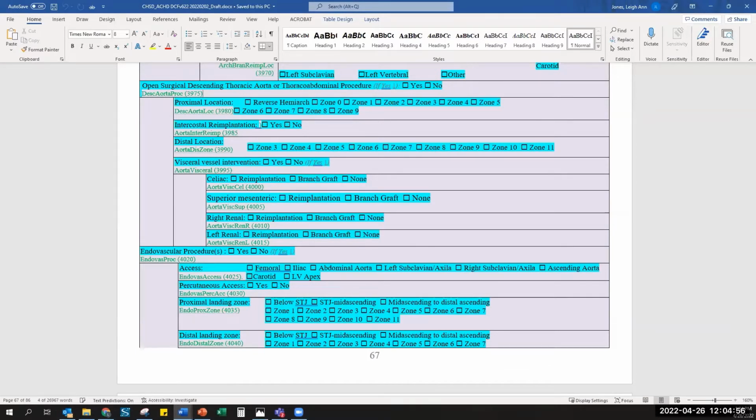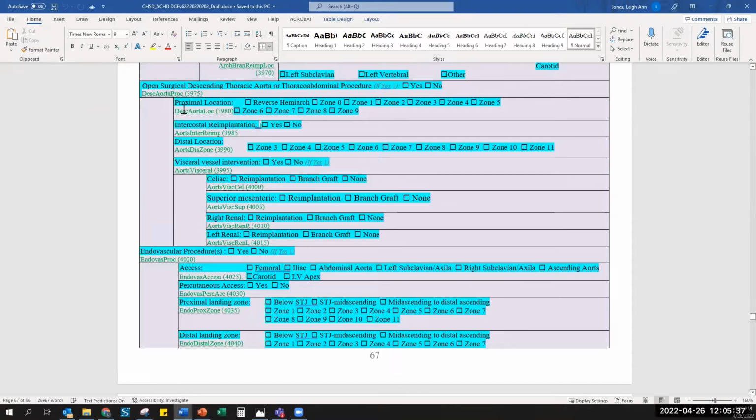So anyway, we're going to start with the surgical descending thoracic aorta or thoracoabdominal procedure. So these are procedures that involve the descending thoracic aorta or the thoracoabdominal aorta. So if your patient had an open surgical procedure that involved those parts of the aorta, then this is the section you would be filling out. We want to know the proximal location. So where did this procedure begin, basically? And you can see there's many choices here.